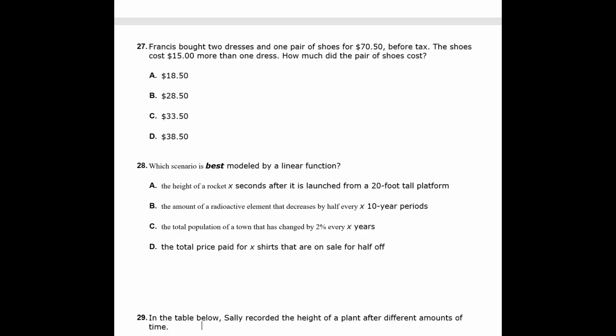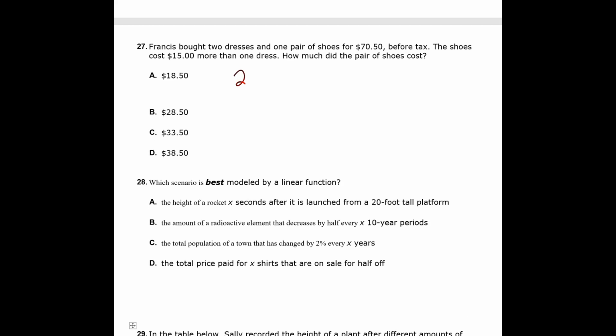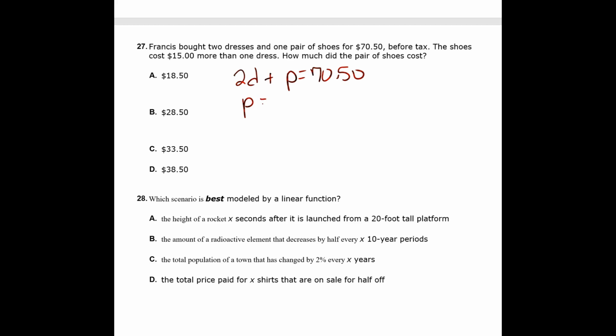I care. Francis bought 2 dresses and 1 pair of shoes for $70.50. So 2 dresses plus 1 pair. I hate using S's, so I'm gonna say 1 pair of shoes for $70.50. The shoes cost $15 more than the dress. So shoes cost $15 more than the dress. And they want us to, what do they want us to do? How much did a pair of shoes cost?